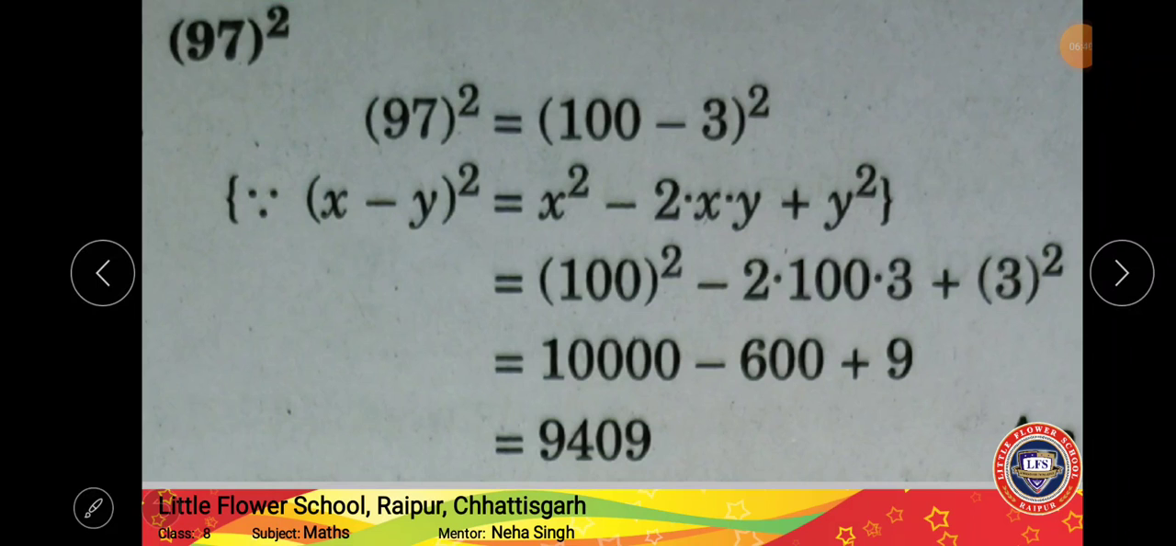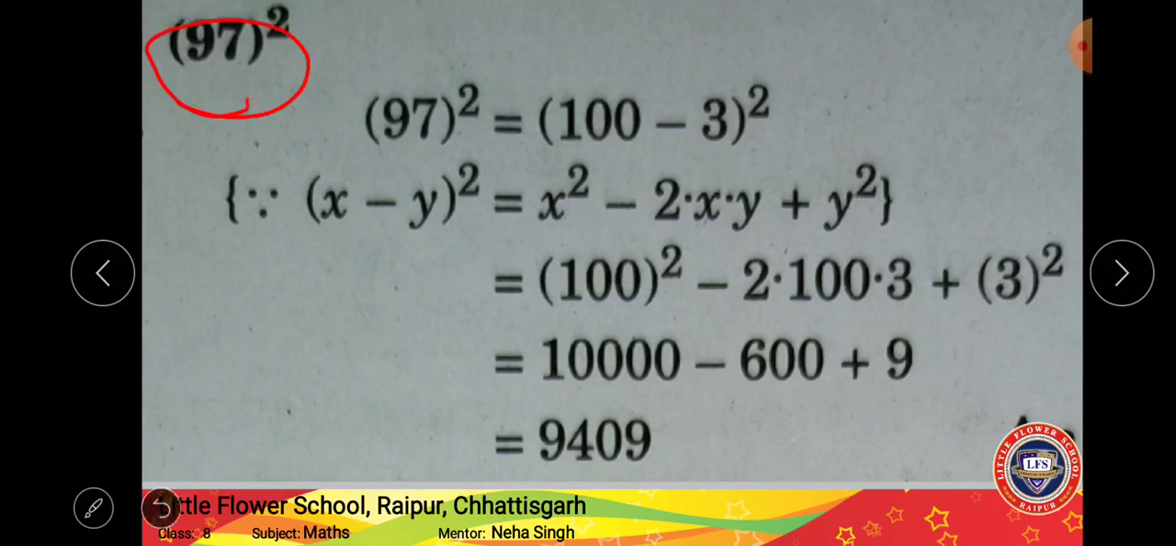Now this also it is similar. 97, instead of writing 90 plus 7, I will write it as 100 minus 3, because this calculation will be easy. I will see to the number which is closer. If here it would be 93, I would have written 90 plus 3, because it is closer to 90 rather than 100. But since it is 97 here, it is closer to 100. So I will write in terms of 100 minus 3.